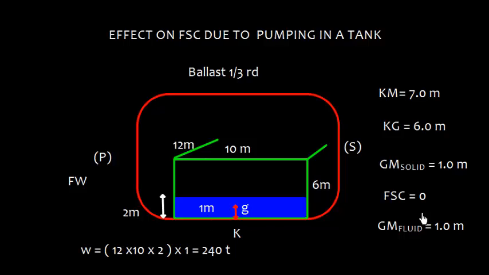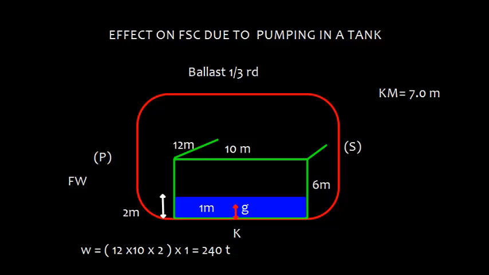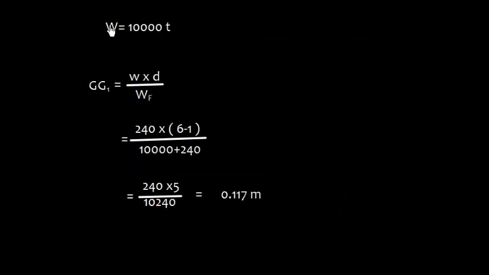And now the tank has become slack, so there will be some free surface correction, so this value is not there. Similarly, the KG of the ship is also changed, so this is also changed. So let's remove these values, and of course we'll have some different effect on this, assuming that the KM remains same. Now let's say the displacement is 10,000 ton. So the change in the center of gravity will be given by W into D divided by WF, where WF is the final displacement and D is the difference in the center of gravity of the ship and the center of gravity of the weight loaded.